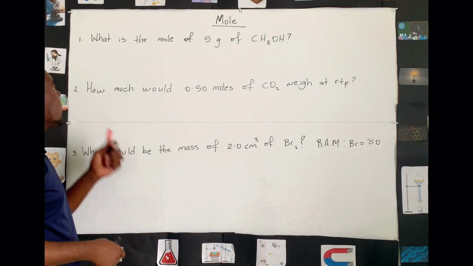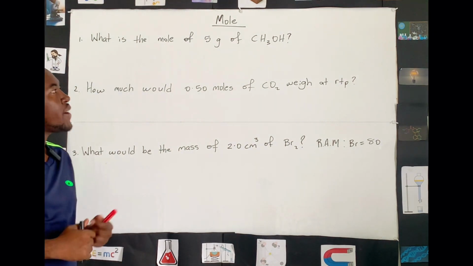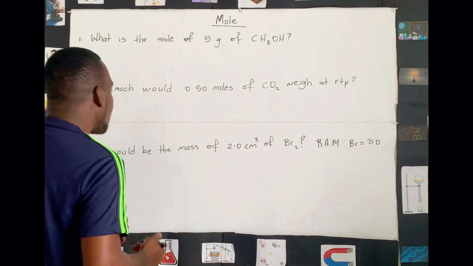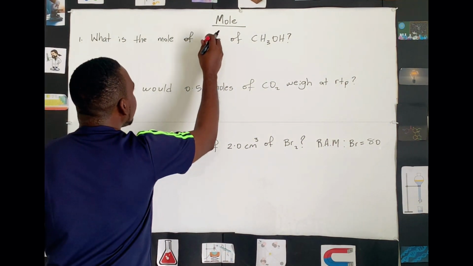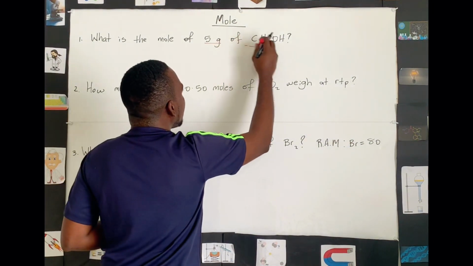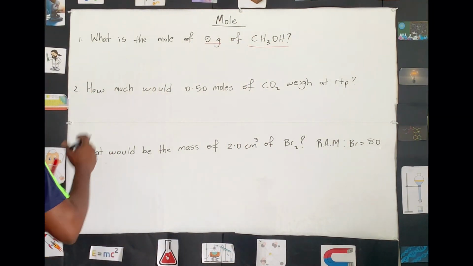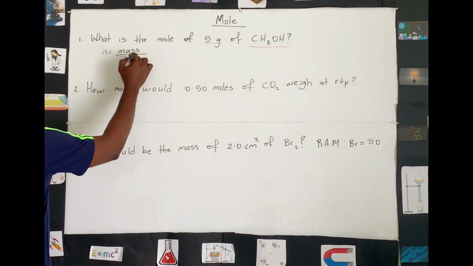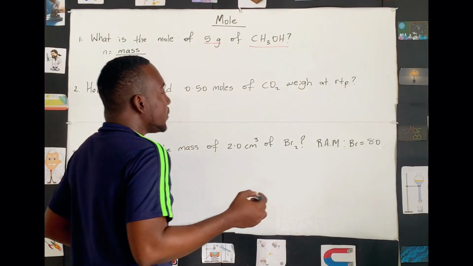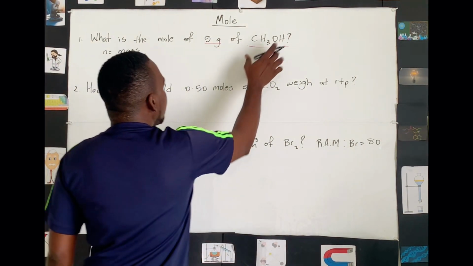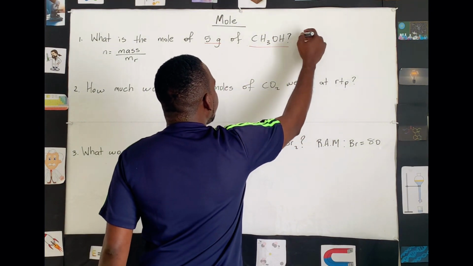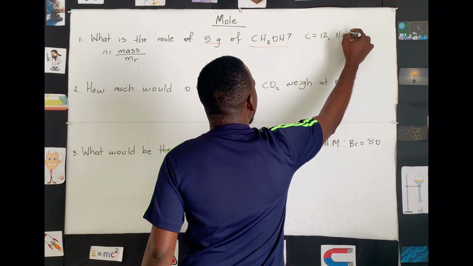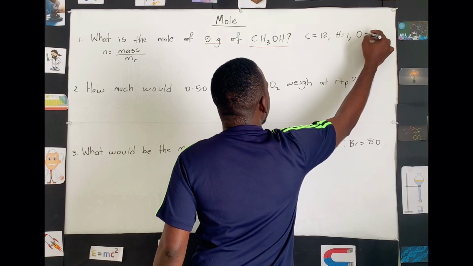Now, let's go. Question 1 says, what's the mole of 5 grams of CH3OH? Based on what we are given, we're given the mass of the substance and the chemical formula. So to find the mole, we will use the formula that has mass in it, which is mass over molar mass. Therefore, we need to know the molar mass of this compound. It would be given to you that C is 12, H is 1, and O is 16.